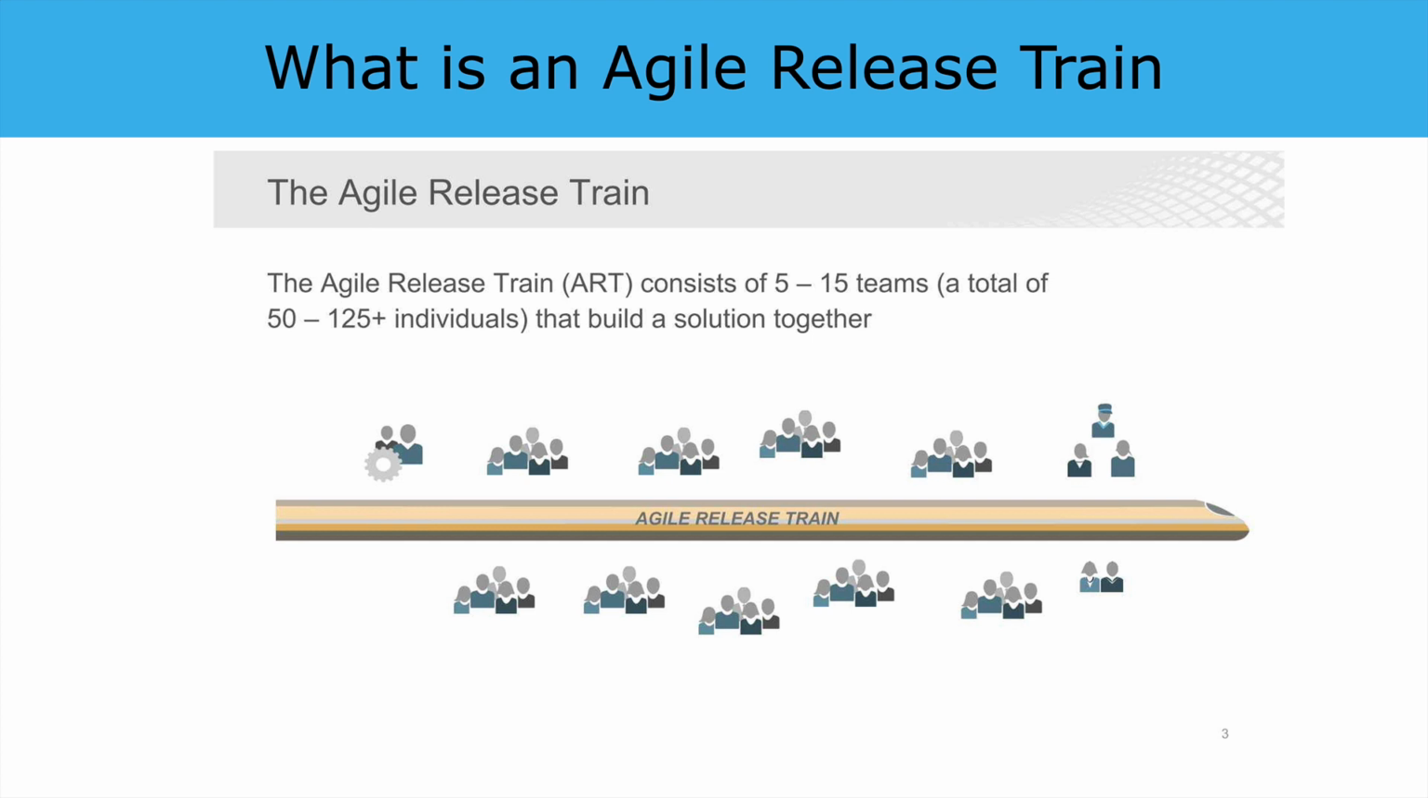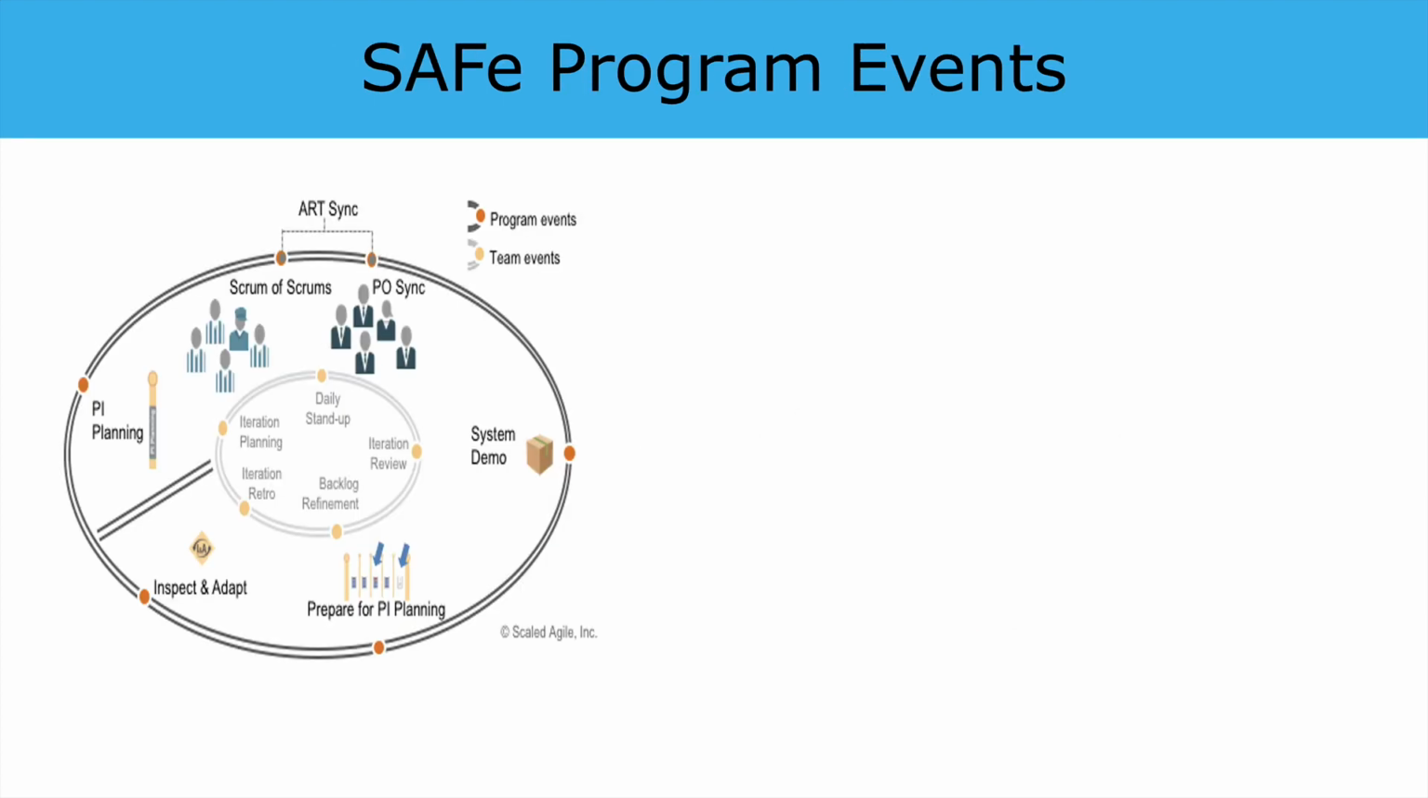The Agile Release Train consists of 5 to 15 Agile teams, which has between 50 to 125 individuals who plan, commit, and execute together. The Release Train Engineer is responsible for facilitating key program level events on the Agile Release Train. Let's take a look at what are the program events in SAFe. SAFe has 6 program events.